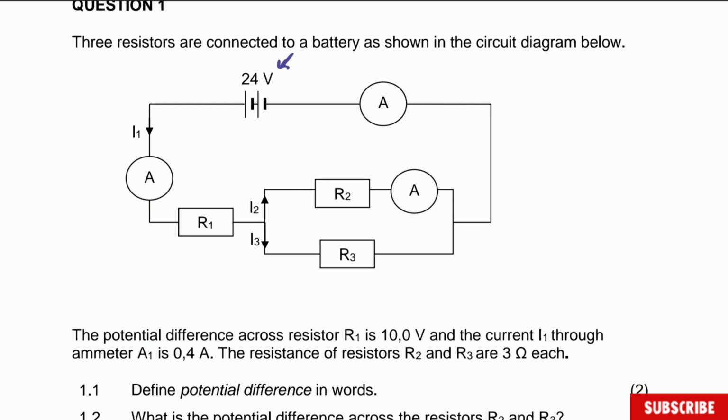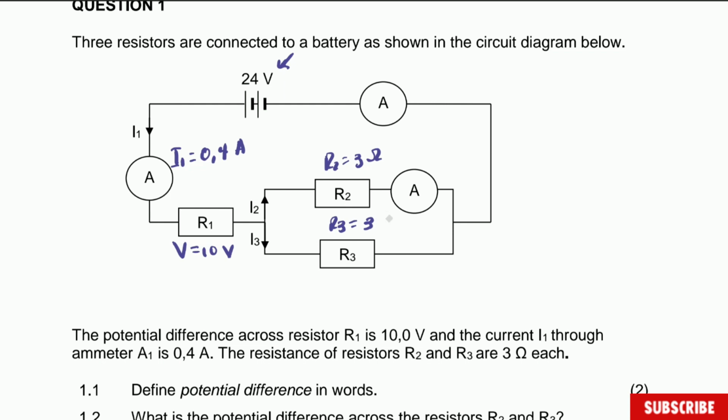Now the potential difference across resistor R1 is 10, so the potential difference V here is equal to 10 volts, and the current I1 through the ammeter A1 is 0.4 amperes, so the current I1 is going to be equal to 0.4 amperes. This is data that they are giving us. The resistances of resistors R1, R2 and R3 are 3 ohm each. So the resistance of R2 is equal to 3 ohm, as well as R3 is equal to 3 ohm.